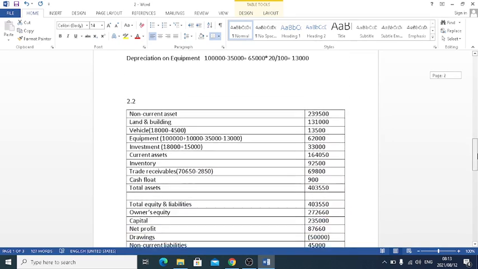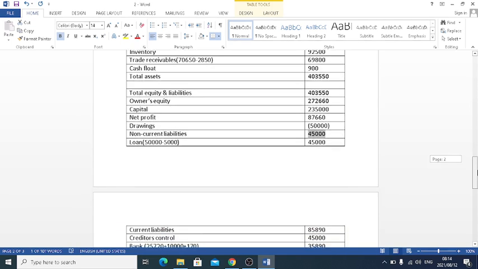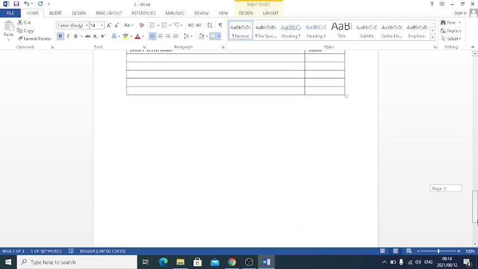So here is our number 2.2. Let me highlight the totals, then I will explain.